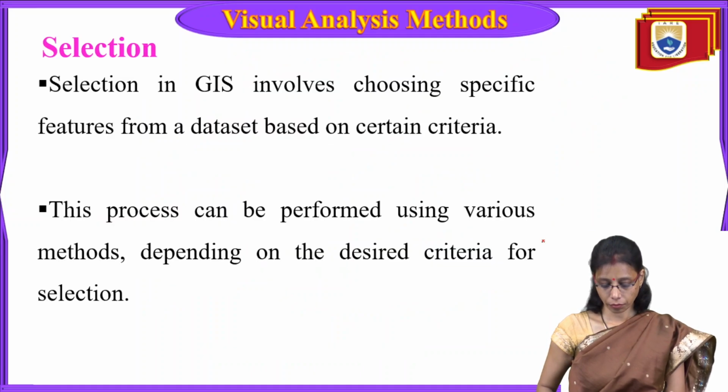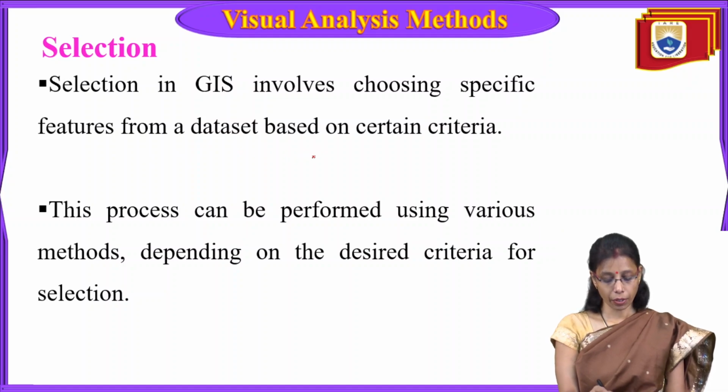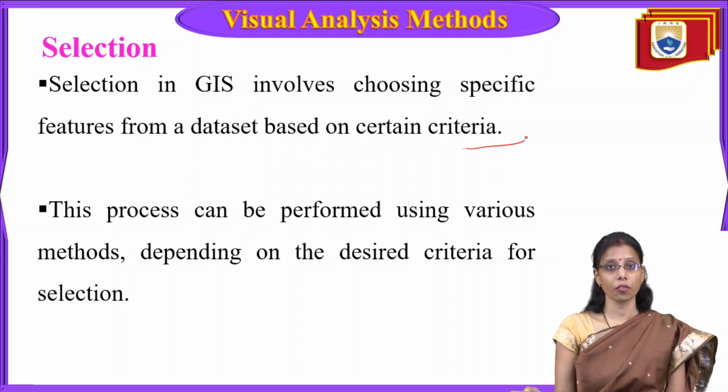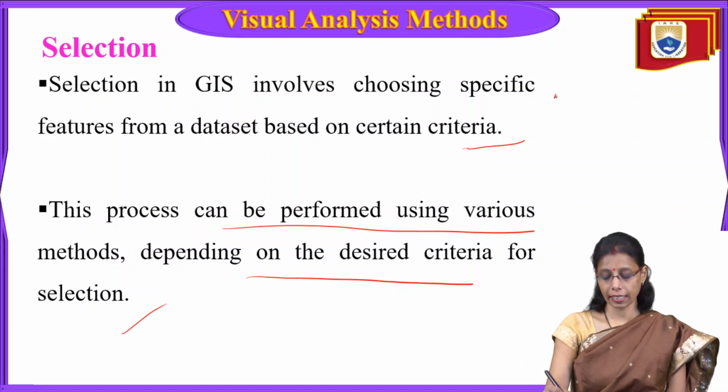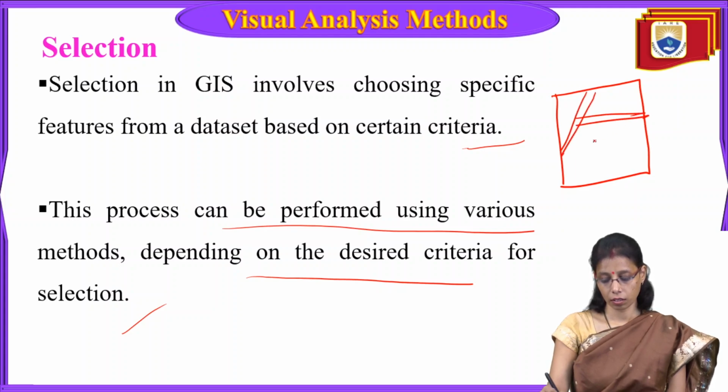Now selection in GIS involves choosing specific features from a dataset based on certain criteria. This process can be performed using various methods depending on the desired criteria for selection. So it is like selecting a feature. When you have so many features here, you have features like this, and features like this.